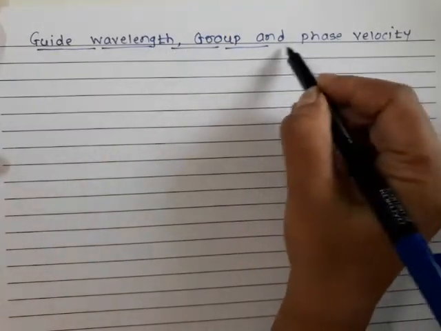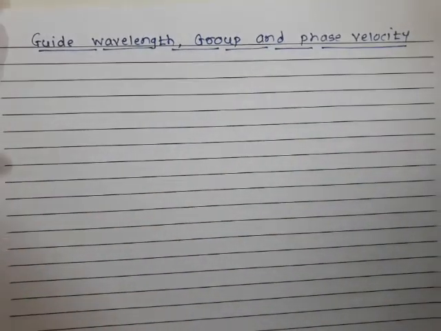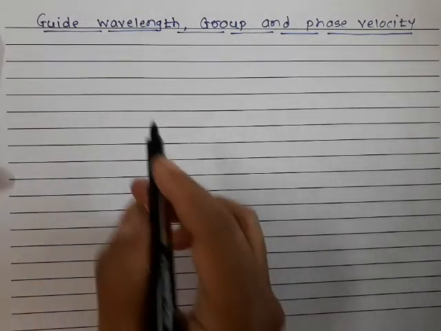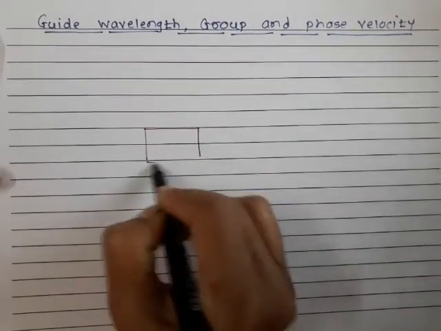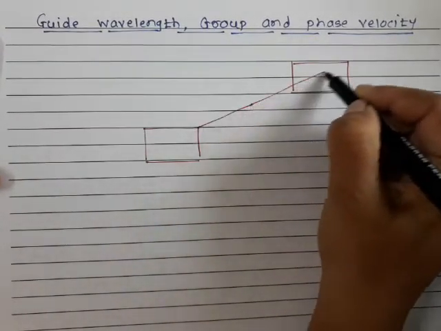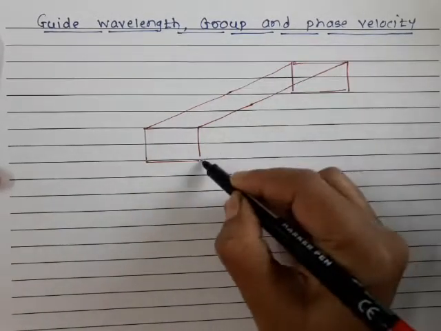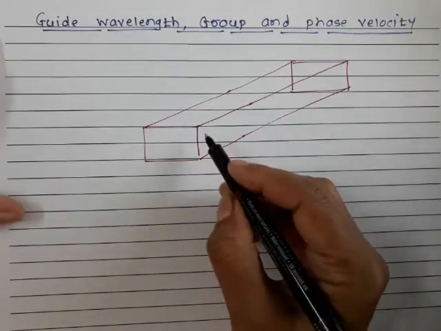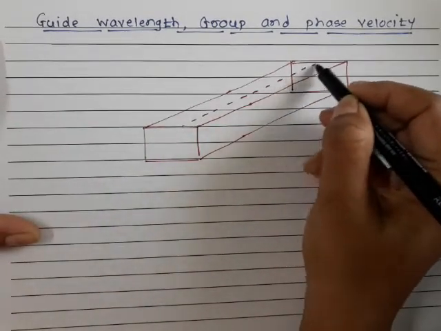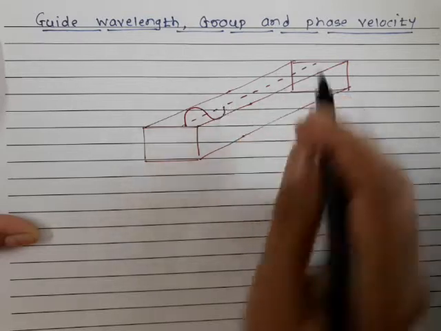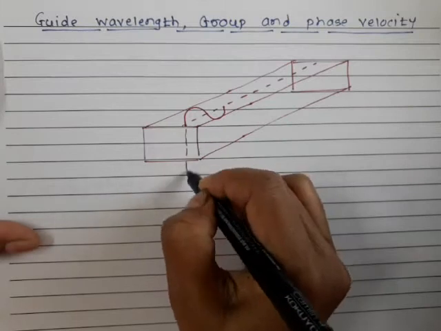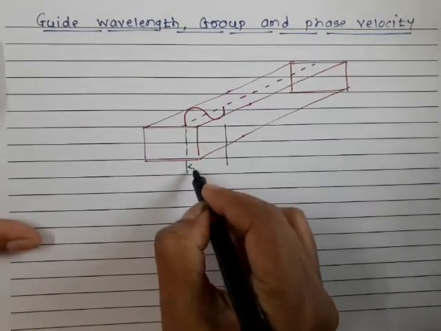So what do you mean by guide wavelength? Whenever I'm talking about the guide wavelength, we need to understand, suppose this is the rectangular waveguide, through which our wave passes. The guide wavelength is nothing but, here suppose this is the wave passing through the rectangular waveguide. So this particular distance will be called the guide wavelength.